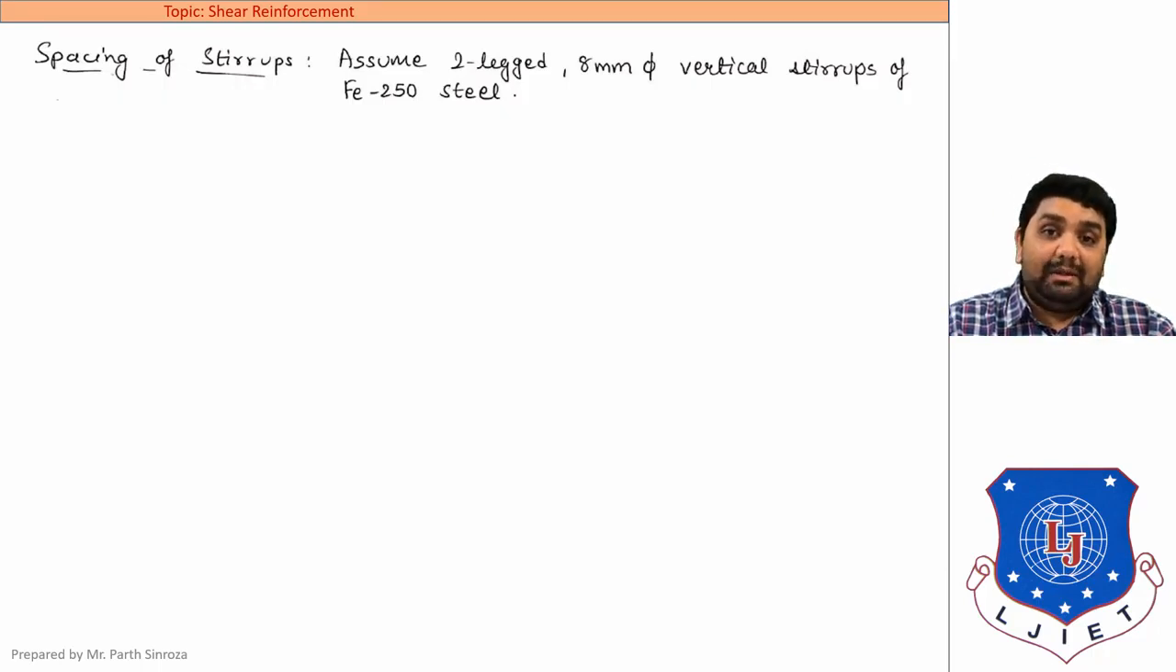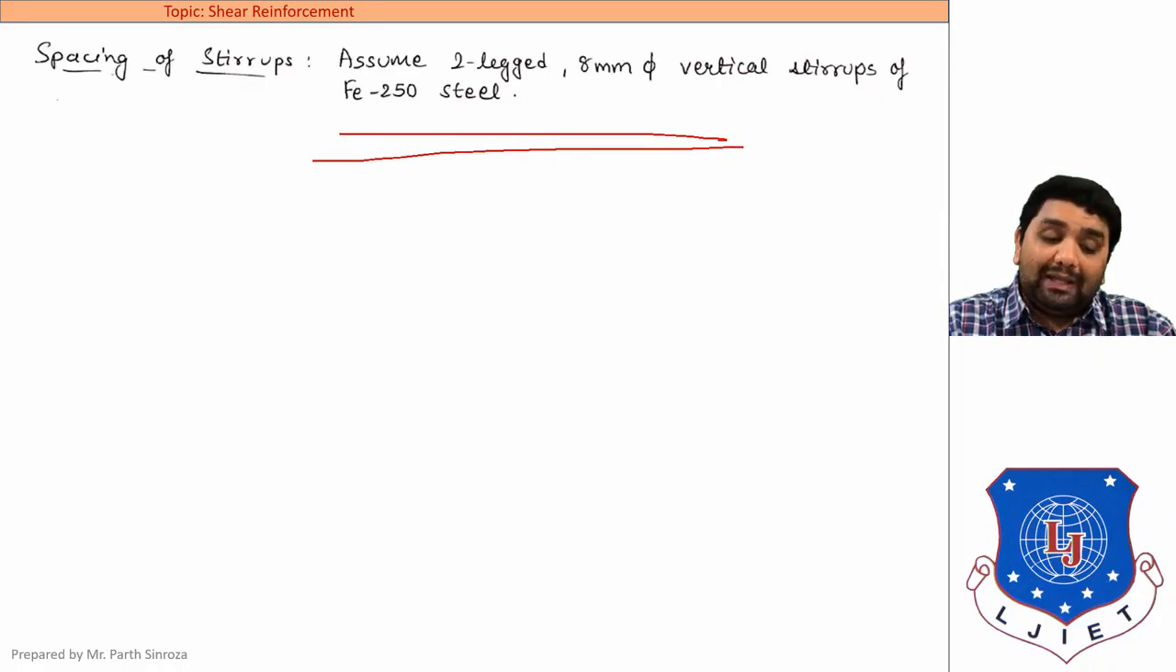In this case, keep in mind, these are to be assumed. It won't be mentioned in a question. If it is mentioned, then we have to take that only. But here, in each and every numerical of ours, we will always be assuming two-legged 8 mm dia vertical stirrups of Fe250 steel.